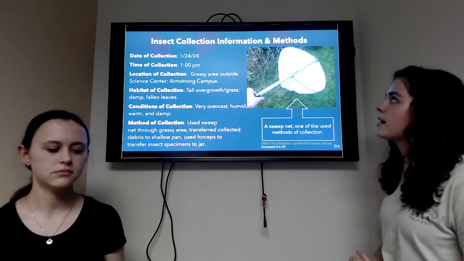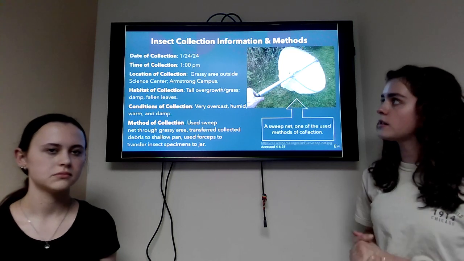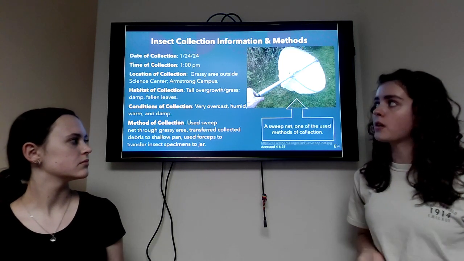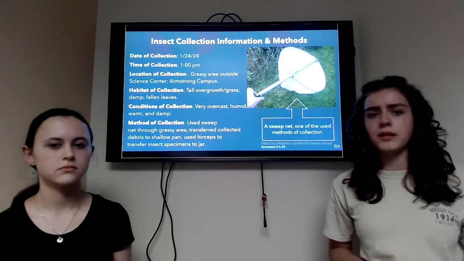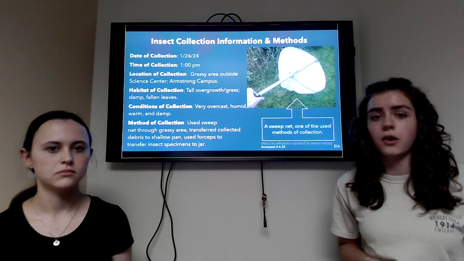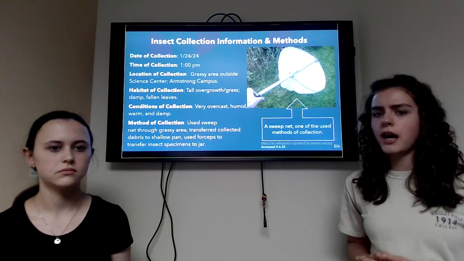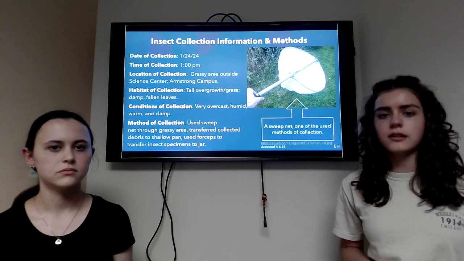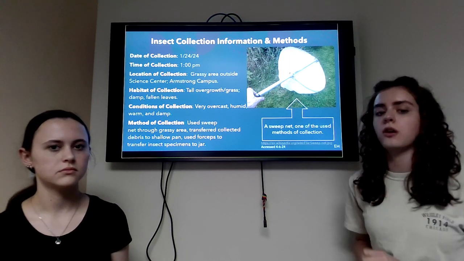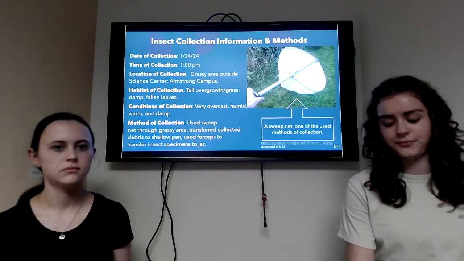On this next slide, we have information and methods used to collect our insects. We collected our insects on the 24th of January, 2024, around 1 p.m., in the grassy area outside of Armstrong campus. It was very overcast, humid, warm and damp when we collected, and we mainly used a sweep net, but we also used forceps to transfer our insect specimens into the jar.